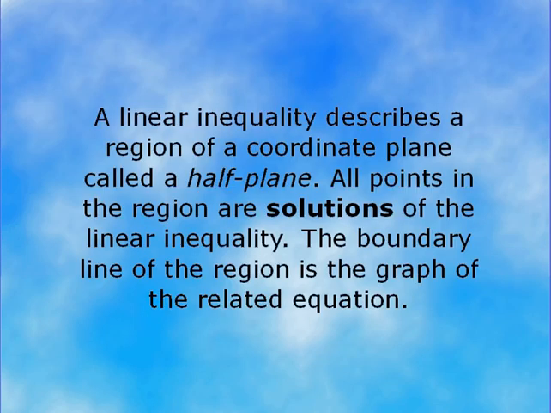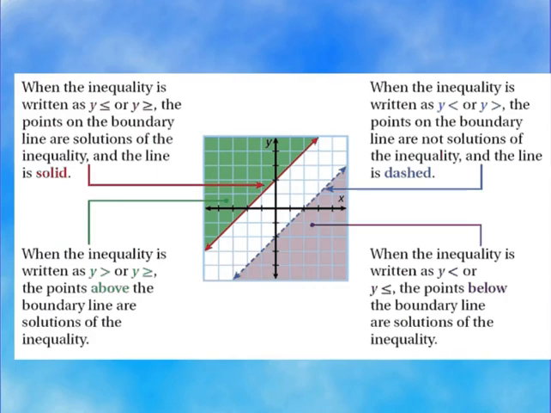A linear inequality describes a region of the coordinate plane. So if we're graphing, it describes part of that graph, which is called a half plane. And all the points in that half plane are solutions to the inequality. So all the points that are inside that half plane are things that we could plug in to make our inequality true. And the boundary line, or the line that we've graphed, is the graph of the related equation. That's a lot of words. Let's just look at this.